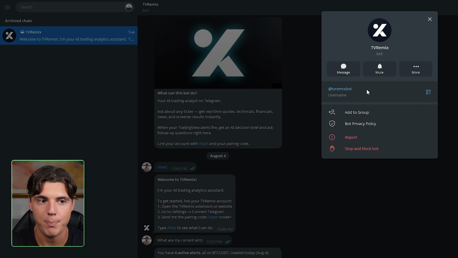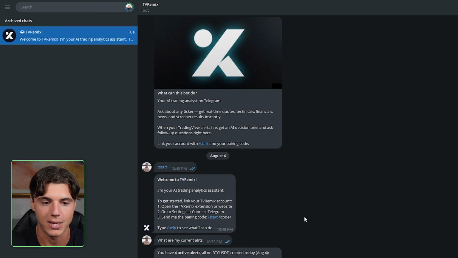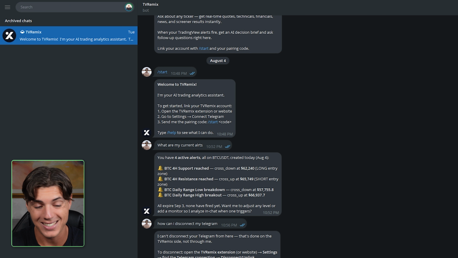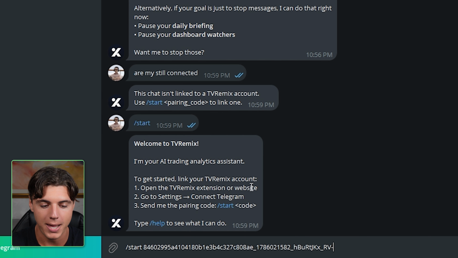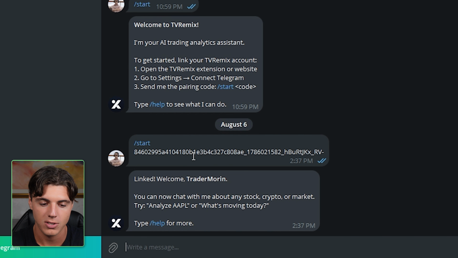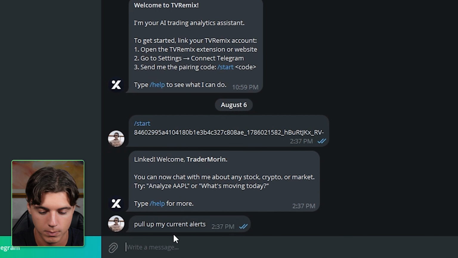So you simply type in that bot in the search, you click on it, you start a new chat. I've actually had an existing chat, but I disconnected my Telegram so I could do the step together. I'm simply going to paste in the code with /start, and now it is linked. I can have it pull up my alerts, and there we have it.